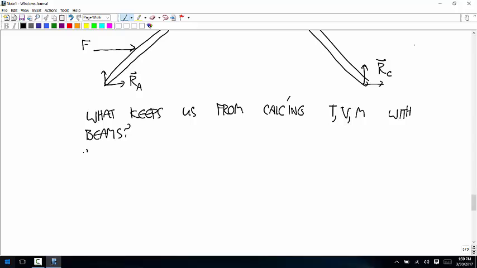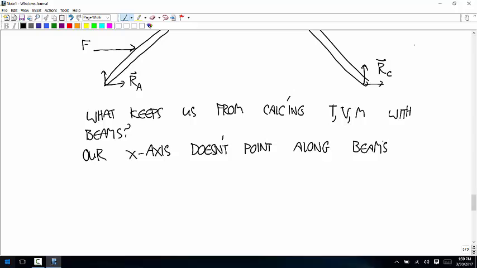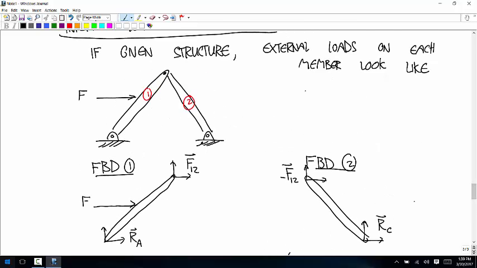Our x-axis doesn't point along the beam's axis. Okay? So we have a coordinate system when we do this structure calculation, something like this. And that x-axis doesn't point along either one of those 2 beams.